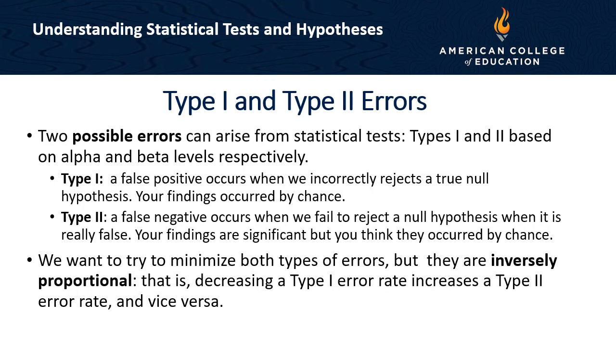Aside from sampling errors, there are two other types of errors that can occur in statistical tests: type 1 and type 2 errors. Type 1, a false positive, occurs when we incorrectly reject a true null hypothesis. Your findings occurred by chance. Type 2, a false negative, occurs when we fail to reject a null hypothesis when it is really false. Your findings are significant, but you think they occurred by chance. We want to try to minimize both of these types of errors, but they are inversely proportional. That is, decreasing a type 1 error rate increases a type 2 error rate, and vice versa.